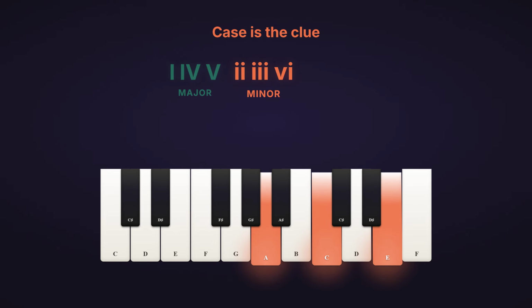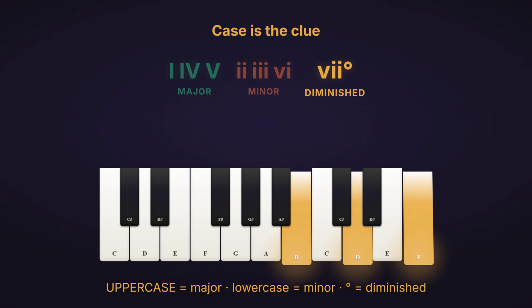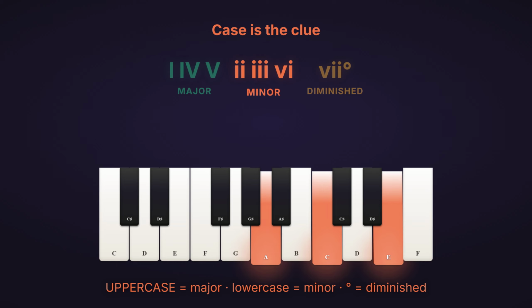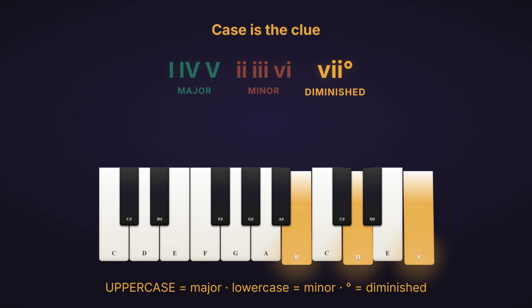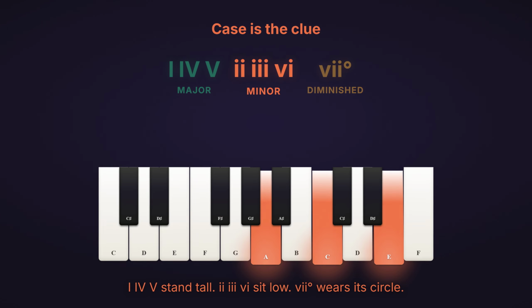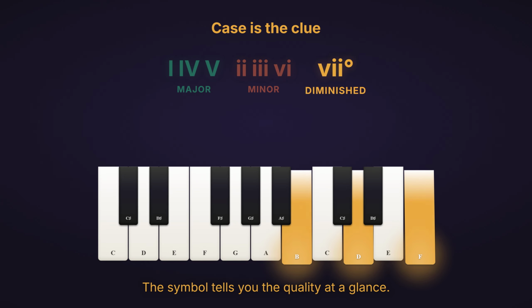And the chord built on the 7th degree, that lonely one at the top, comes out diminished, tense and unsettled, neither happy nor sad but anxious. We give it a lowercase numeral and a little circle, and it gets amber. So the case tells you everything. A capital numeral means a major chord, a lowercase numeral means a minor chord, and the small circle means diminished. 1, 4, and 5 stand tall in capitals. 2, 3, and 6 sit quietly in lowercase. 7 wears its little circle. You never have to wonder what quality a chord is, because the symbol is already shouting it at you.